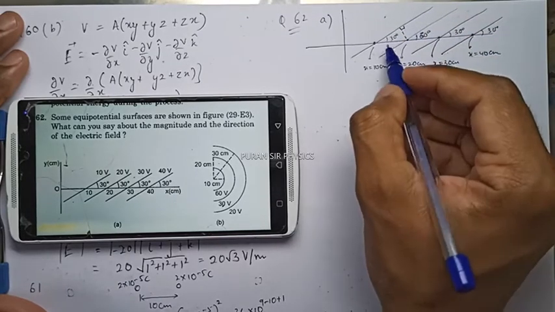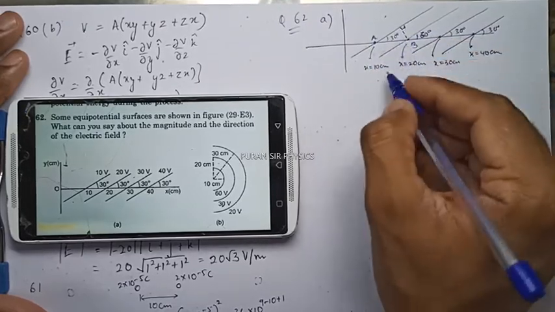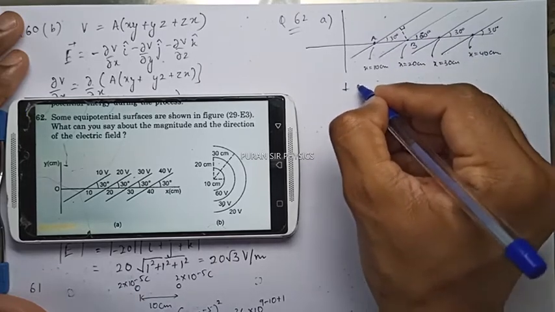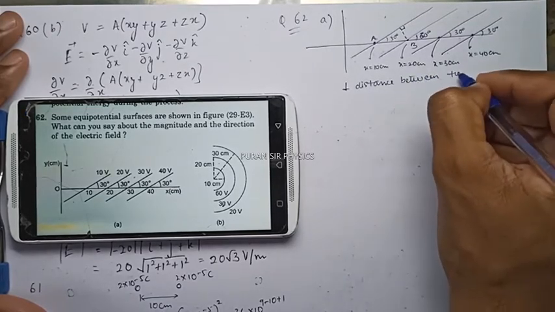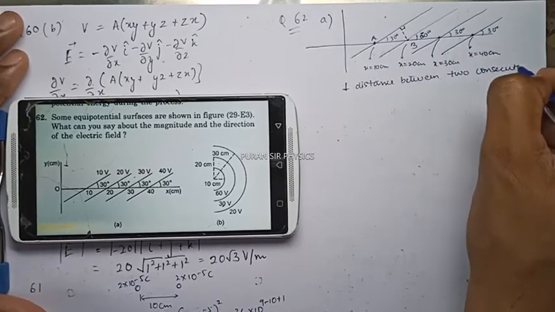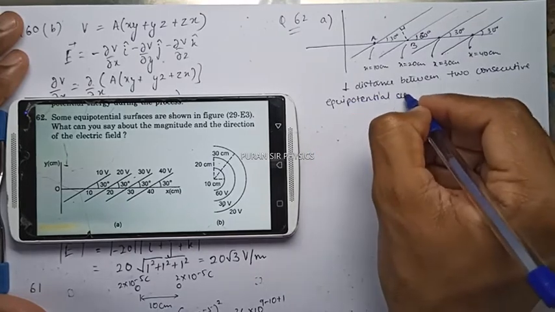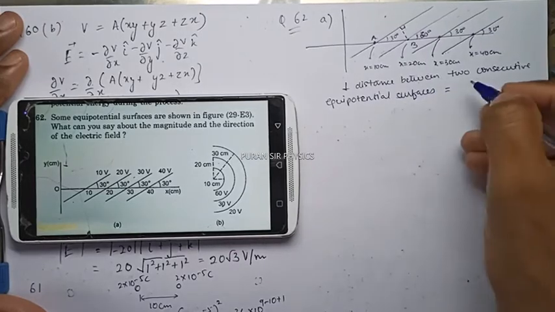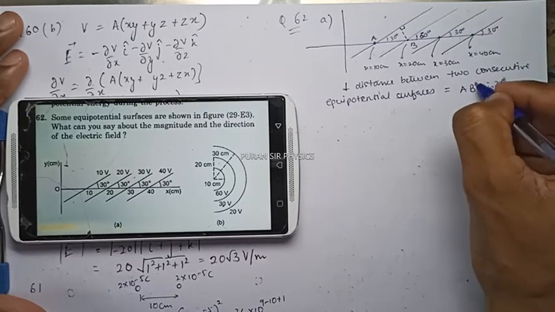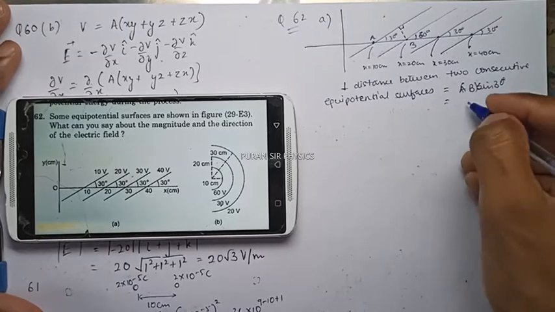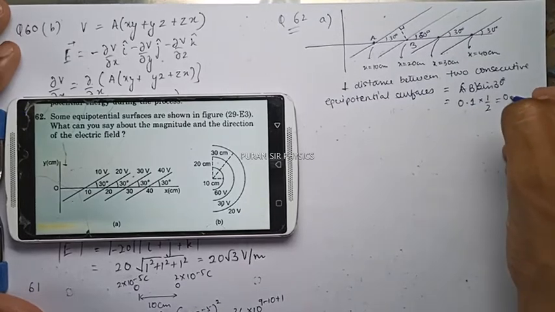So if we see the perpendicular distance between two consecutive equipotential surfaces, that will be this. So this is the perpendicular, and this point is A and this point is B. So the perpendicular distance between two consecutive equipotential surfaces will be your AB sine 30 degree, and AB is 10 centimeter, that is 0.1, and sine 30 is 1 by 2, so it will be 0.05 meter.